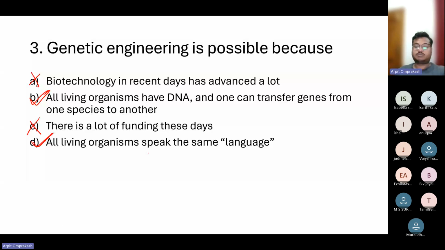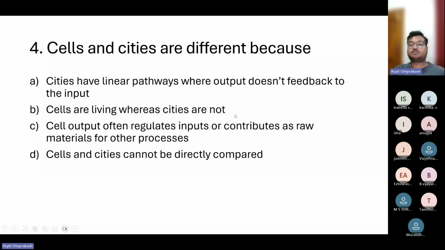Okay, good job. So question four is: cells and cities are different because A, cells have linear pathways where output does not feed back into the input. B, cells are living whereas cities are not. C, cell output often regulates inputs or contributes as raw materials for other processes. And D, cells and cities cannot be directly compared. So can anyone answer?